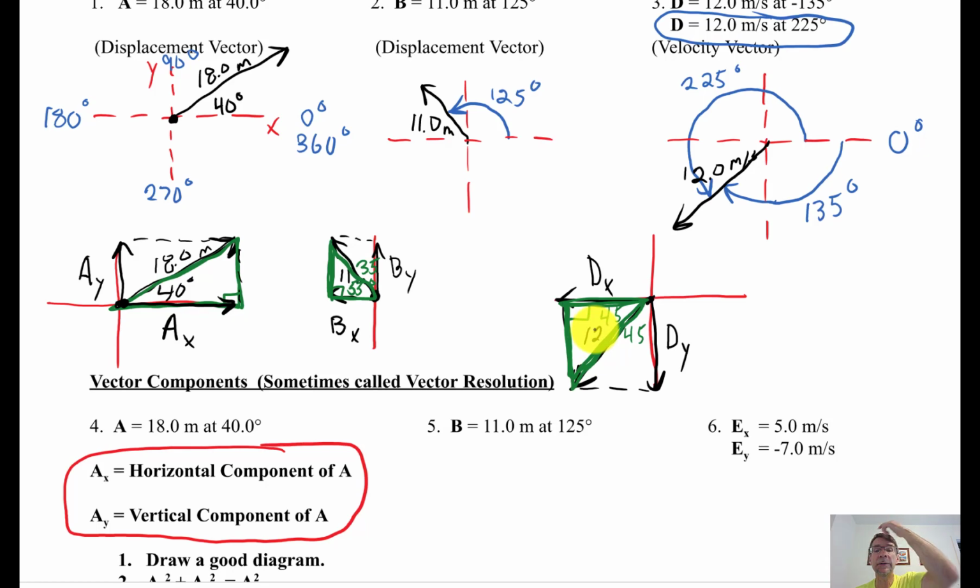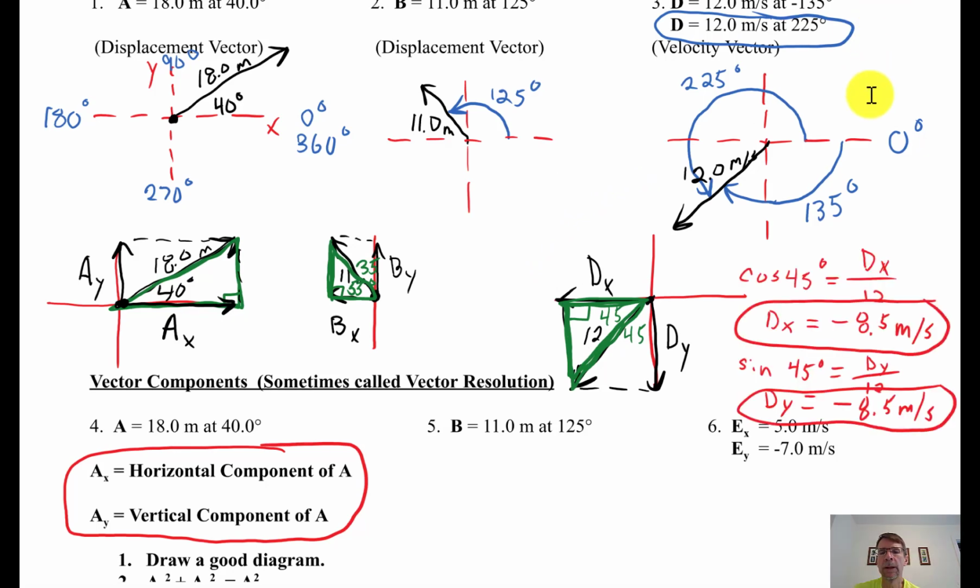So once again, you can use sines and cosines. Sometimes it depends on which triangle you pick. Mine happens to be that I'm using cosine again to get d sub x. But you could use sine if you used a different triangle. I'll write that down. Okay, so I did the math here. Cosine of 45 is d sub x over the hypotenuse of 12.